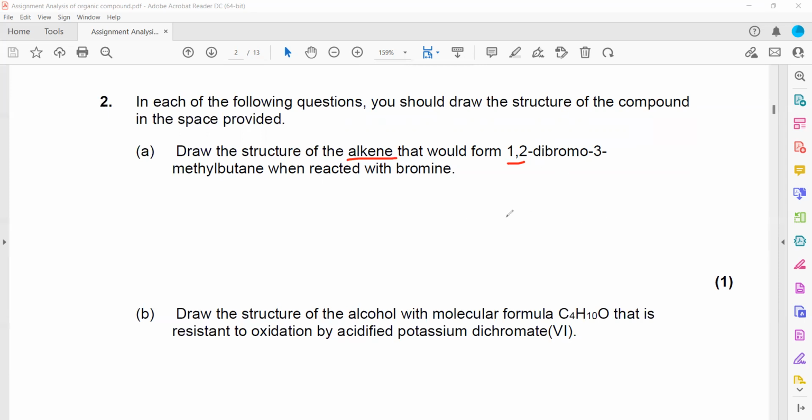So if I draw the structure of the product, butane means 4 carbon, so there will be 4 carbon atoms. 1,2-dibromo, first and second position, we will have bromine. First, I'm drawing the product, and then I will show how you can work out to draw the structure. 3-methyl group is there. At the third position, on the carbon chain, a methyl group is there. And then the remaining hydrogens.